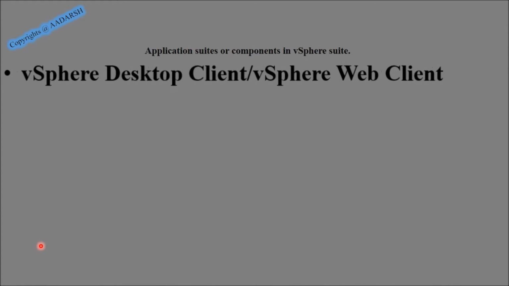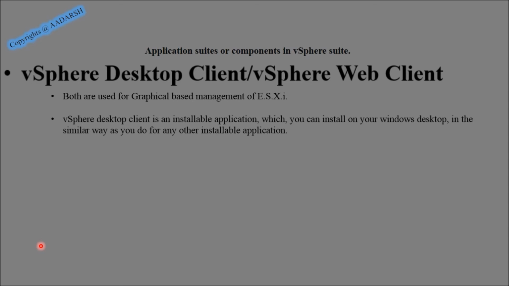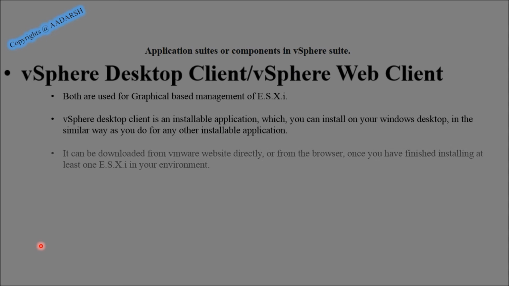Here comes another important member in the vSphere family. The vSphere Desktop Client and vSphere Web Client. Both are used for graphical-based management of ESXi. vSphere Desktop Client is an installable application, which you can install on your Windows desktop, in a similar way as you do for any other installable application. It can be downloaded from the VMware website directly, or from the browser, once you have finished installing at least one ESXi in your environment. vSphere Web Client is introduced from version 5.0 and later.